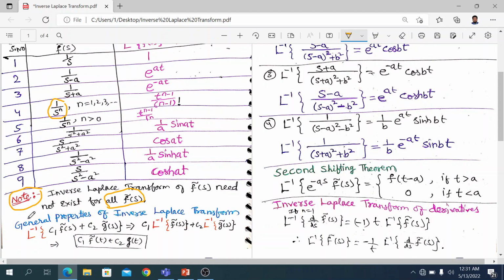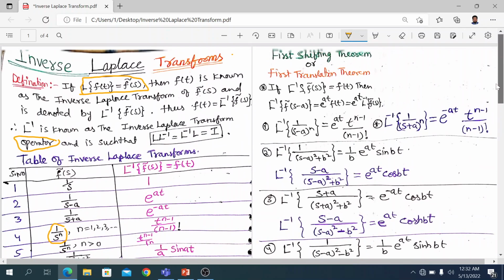Now next, general properties of inverse Laplace transform. Laplace inverse of c1 F of s plus c2 G of s is equal to c1 constant outside Laplace inverse of F of s plus c2 outside Laplace inverse of G of s, that is, c1 into f of t plus c2 g of t. Okay, now let us see formulas.